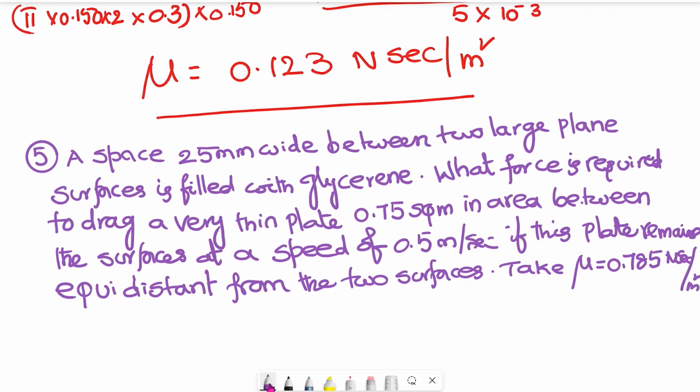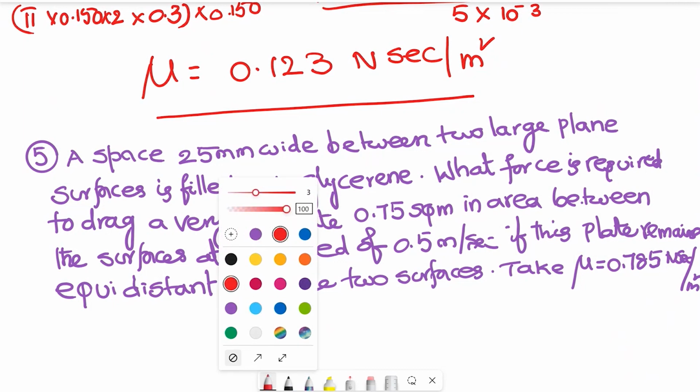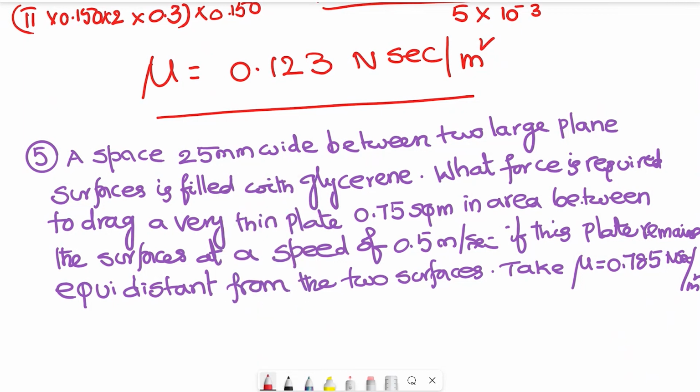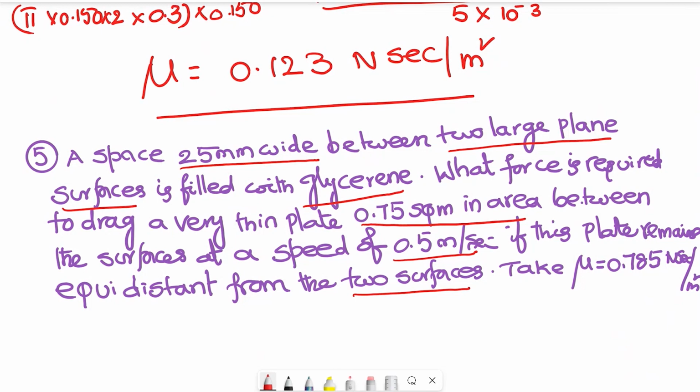So let us check what is given. A space 25 mm wide, right, between two large plane surfaces, fine, is filled with glycerin, fine. What force is required to drag a very thin plate of this area between the surfaces at a speed of this much, if this plate remains equidistant from the two surfaces, right? Fine.